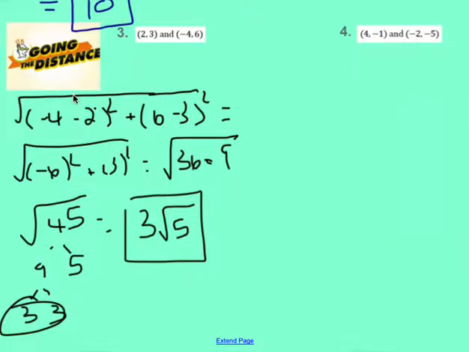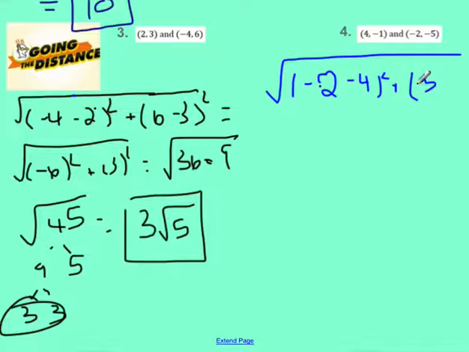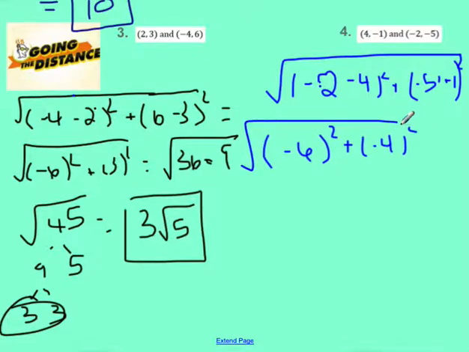Next, let's take a look at number 4. So for number 4, we're going to calculate the distance. We're going to do x2 minus x1 plus y2 minus y1, and that's going to become plus a positive. Whenever you subtract a negative, it becomes plus a positive. So you're going to get negative 6 squared plus negative 4 squared. You're going to take the square root.